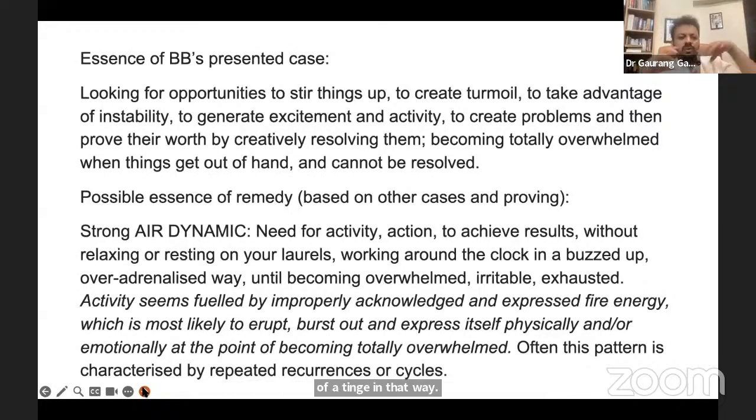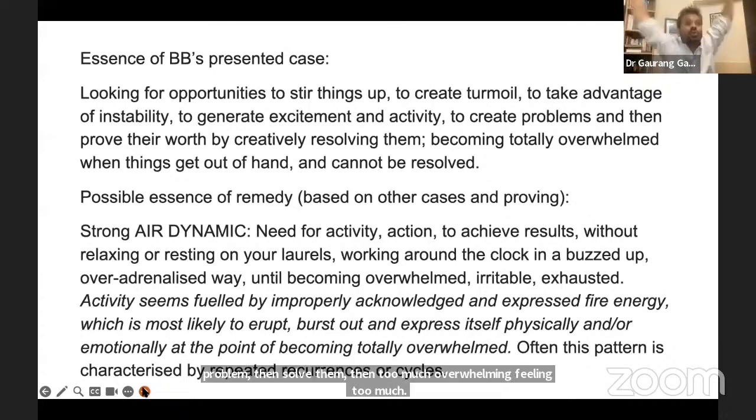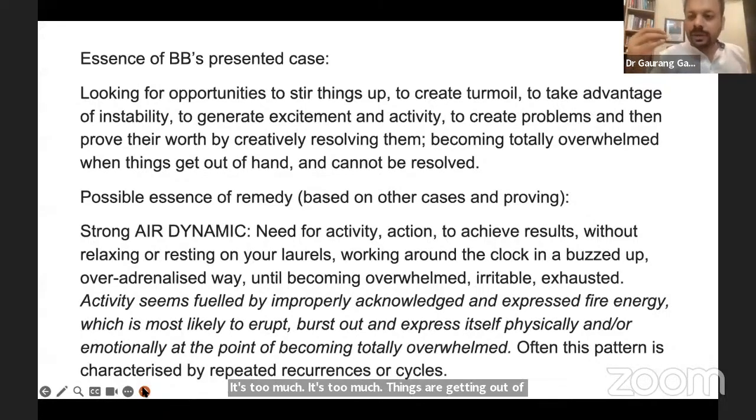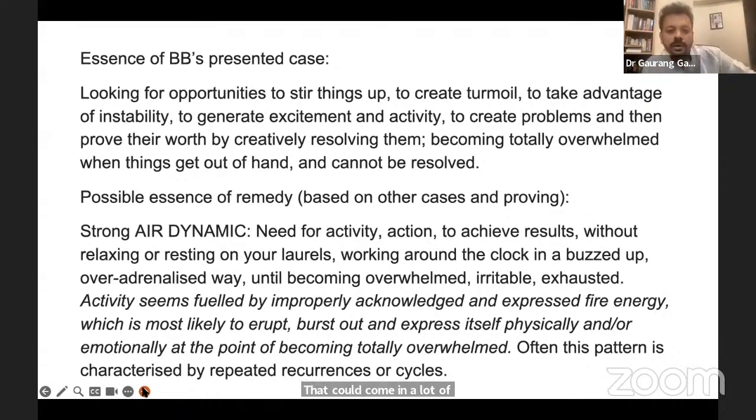One of the main things that you will see in cases which require Staphylococcinum is a feeling that reminds you a little bit of carcinosin patterns, where the idea is looking to do something special, looking to take advantage of instability, wanting to do something exciting, wanting to create a problem, then solve it, then too much, an overwhelming feeling. It's too much. Things are getting out of hand. This is the feeling. It could often be a very deep experience, an overwhelming feeling that could come in a lot of remedies which require Staphylococcinum.